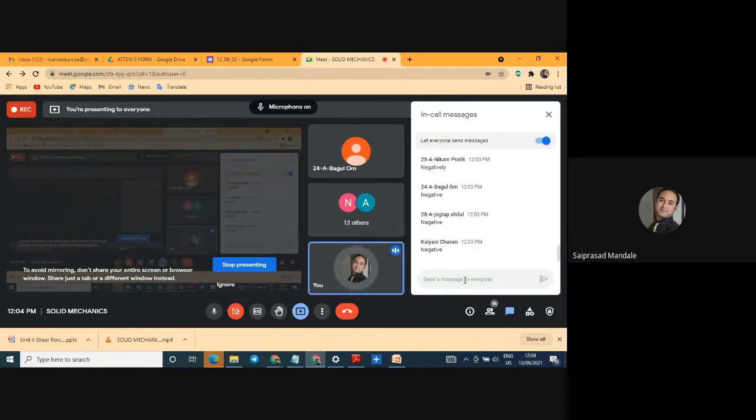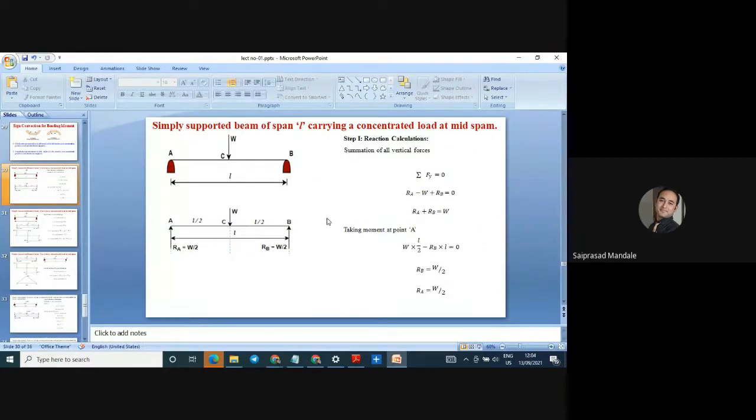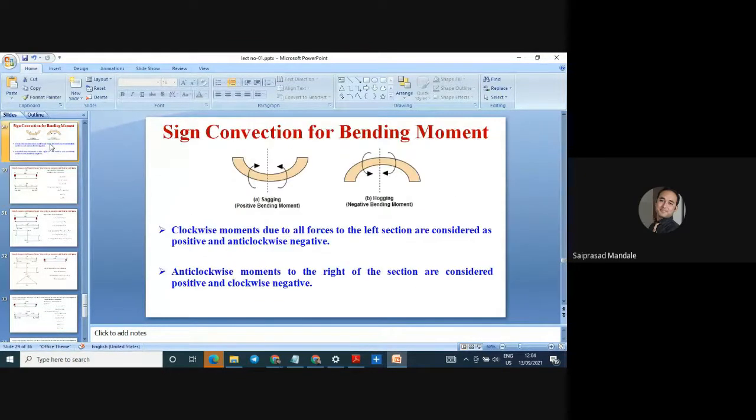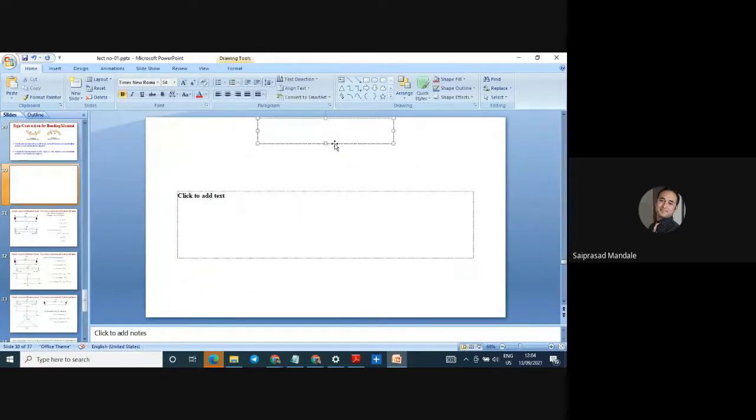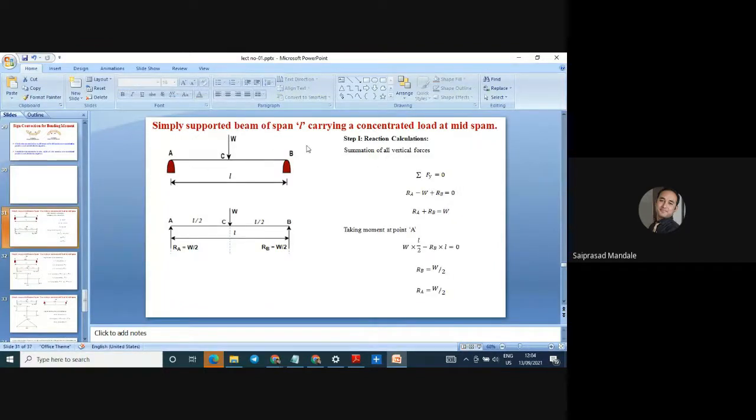So right now it is very clear to everybody that upward forces on the left hand side are positive, downward forces are negative, clockwise movement is positive and anti-clockwise movement is negative. Keep in mind we are using that during calculations. Next: simply supported beam of span L carrying a concentrated load at mid-span.